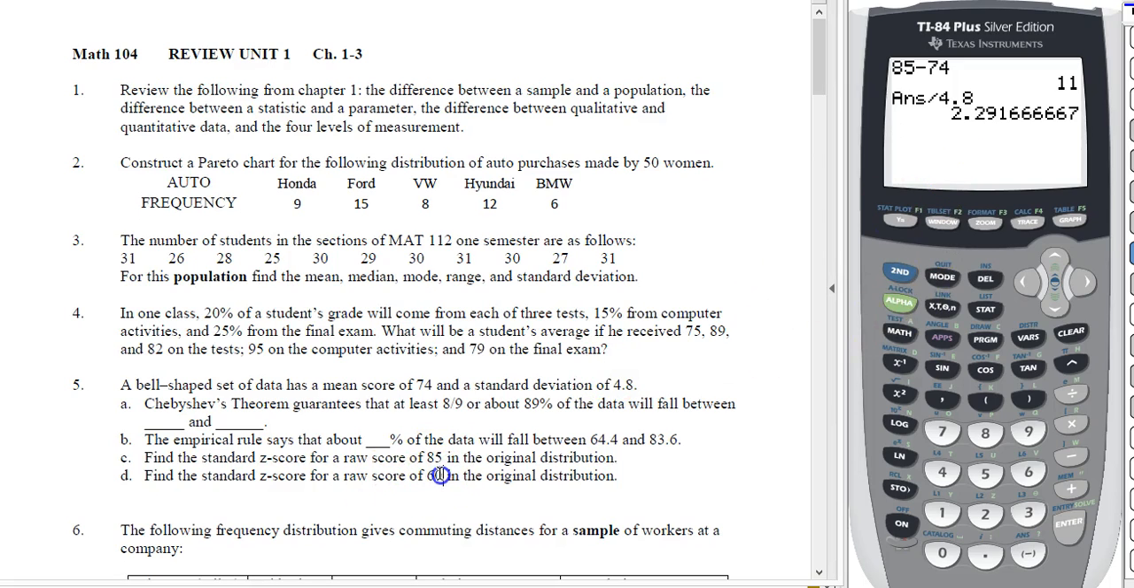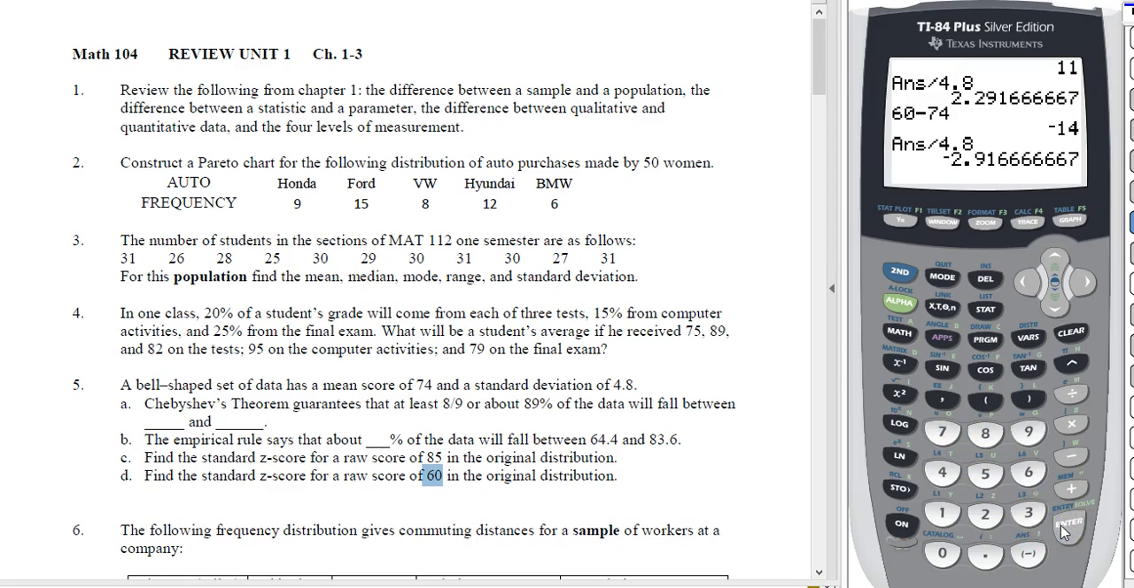For 60, again, take 60 minus the mean. This one comes out negative because 60 is below the mean. Divide by the standard deviation, 4.8. And you see the z-score for 60 is negative 2.92 rounded, or negative 2.917 to the 3rd decimal place, depending on what they ask for. So that value is almost 3 standard deviations below the mean.